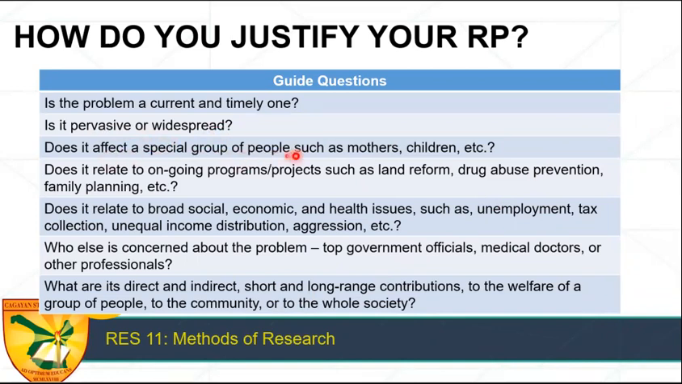Does it affect a special group of people? Yes, for me, those are the students having biochemistry subjects. Does it relate to any ongoing programs or projects, such as land reform, drug abuse prevention, family planning, etc.? Yes, it relates to the ongoing program of hybrid education at that time. Next, is it related to broad social, economic, and health issues? Yes, health issues and educational issues.